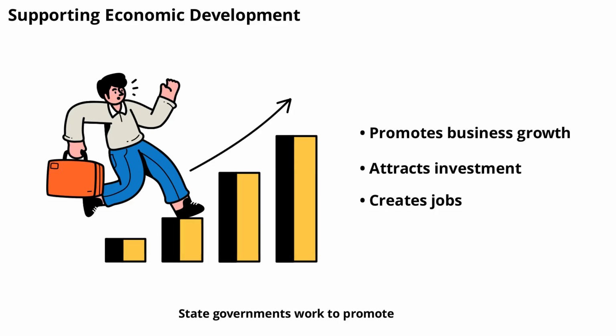State governments work to promote economic growth by supporting businesses, attracting investment, and creating jobs. They offer incentives for new industries, invest in workforce training, and develop infrastructure to support commerce. By fostering a strong economy, states help improve the quality of life for their residents.